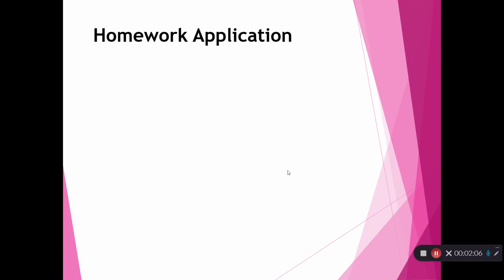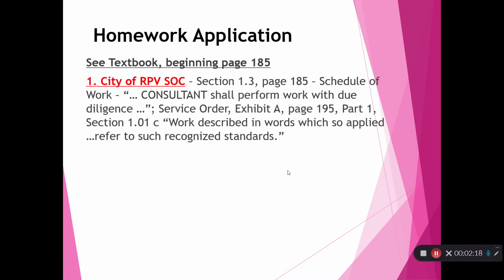Let's review some of the homework that you've had and see how your answers should be coming along. In this homework, you had several documents to review, and you were asked to review certain things. Among the 4 documents, you were to look for a standard of care. Now, where would the standard of care be found with the city of Rancho Palos Verdes, or RPV as we abbreviate here on the slide?